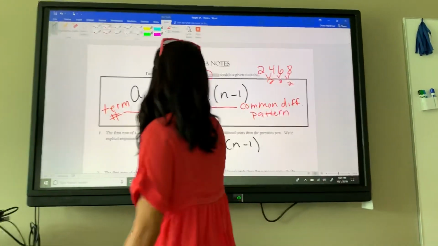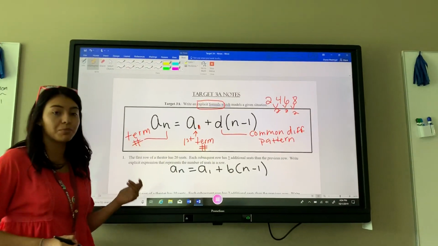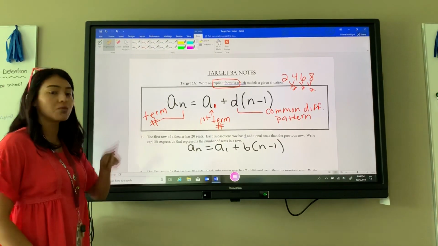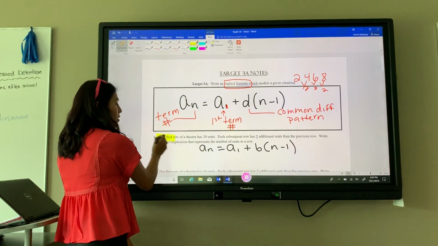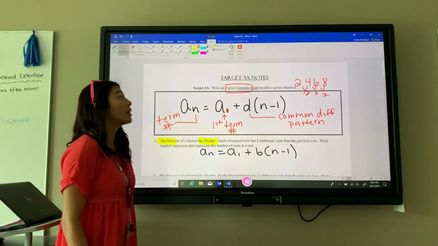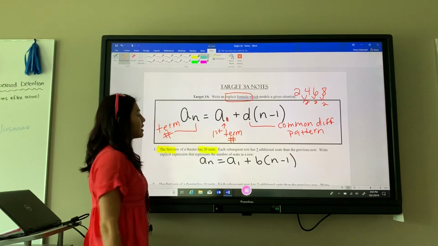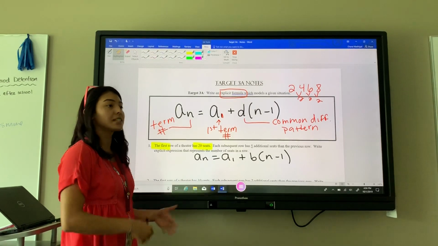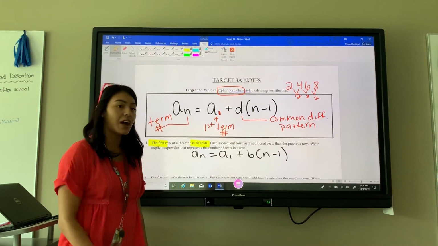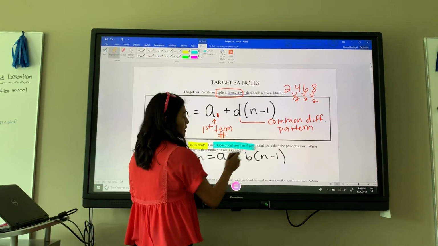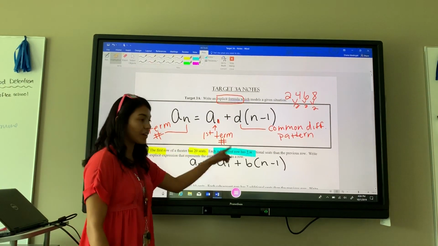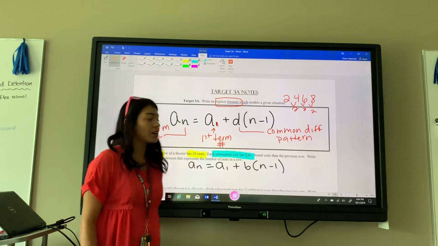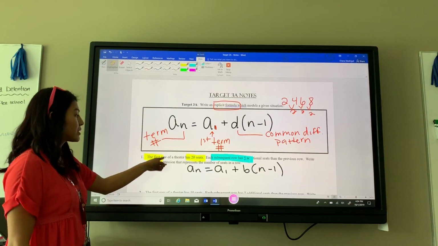Again, take out your highlighters. We're going to have to highlight the most important things. It says the first row of a theater has 20 seats. So you know the first row has 20 seats. Okay? Next, they say each subsequent row has 5 additional seats than the previous one. So the first one is 20, after that it's 5 seats more. Okay. It says write an explicit expression.